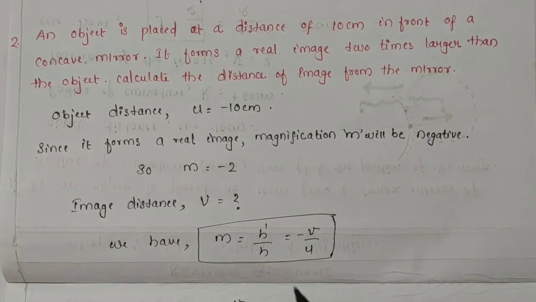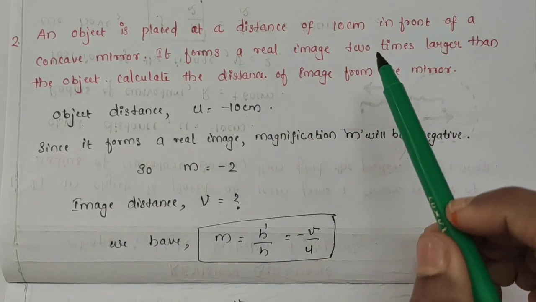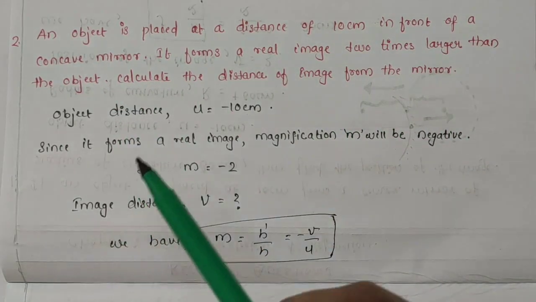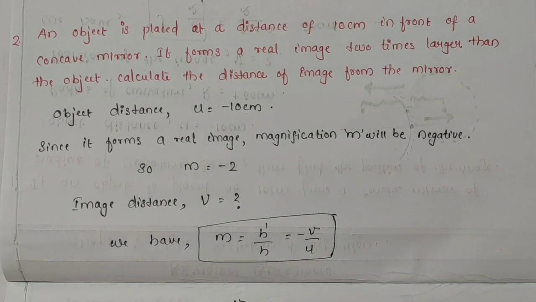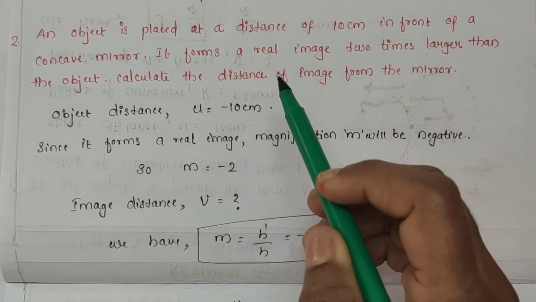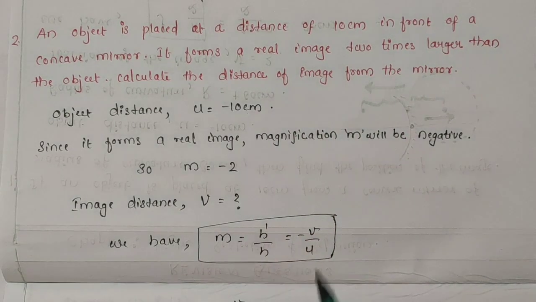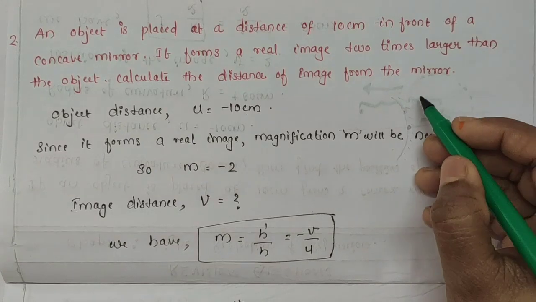Now let us see another question. An object is placed at a distance of 10 cm in front of a concave mirror. It forms a real image which is 2 times larger than the object. Calculate the distance of image from the mirror. Okay, so it is the case for a concave mirror.